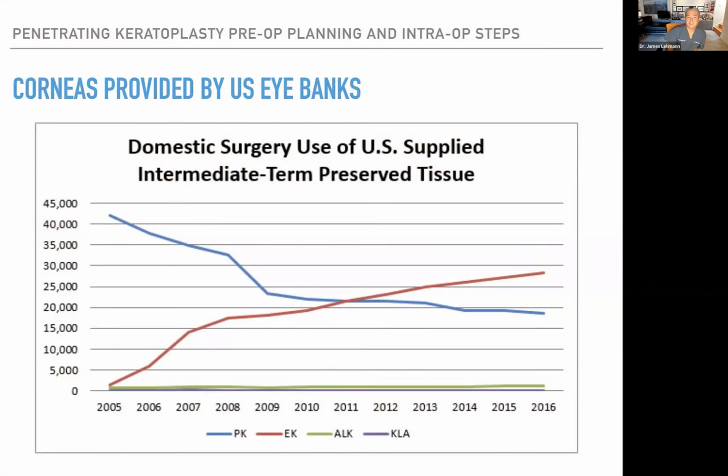These are stats from the EBAA, and they show the number of PKs in blue over the last 15 years in the United States, which declined from around 40,000 a year to around 18,000, while endothelial keratoplasty has risen. So now in the United States, more EK or DMEK/DSEK is done than PK.